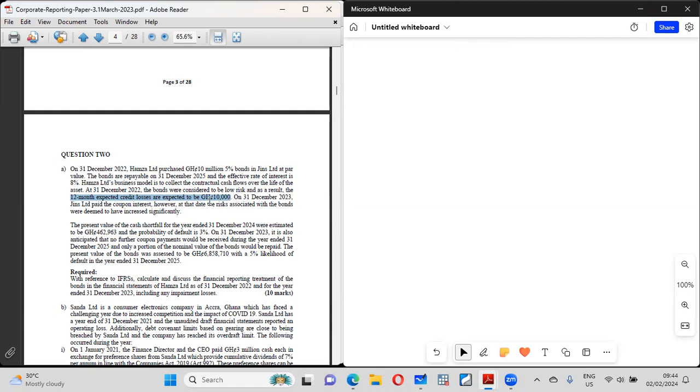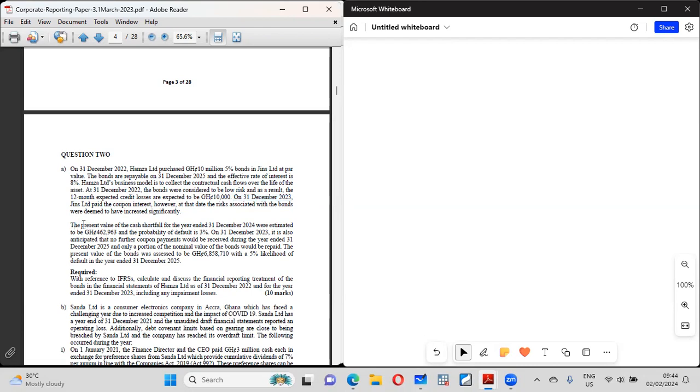All right. And on 31st December 2023, the James paid the coupon interest. However, at that date, the risk associated with the bond was deemed to have increased significantly. So you see, this is again a concept of IAS 37. Initially, at this date, they had it at 10,000. But on this date, it has increased again. So remeasurement of the loss must happen.